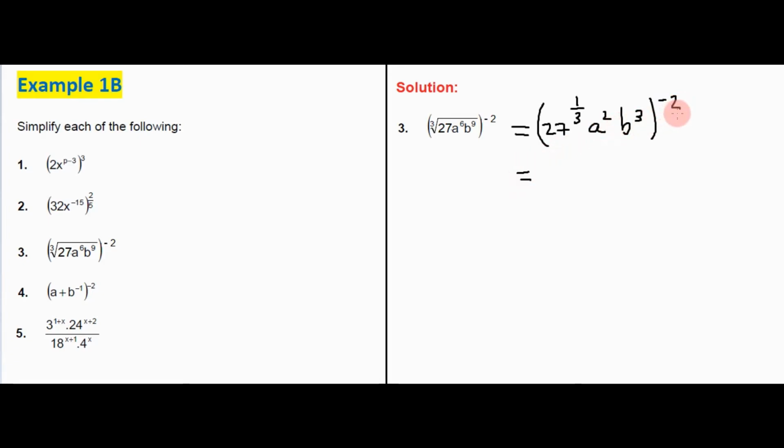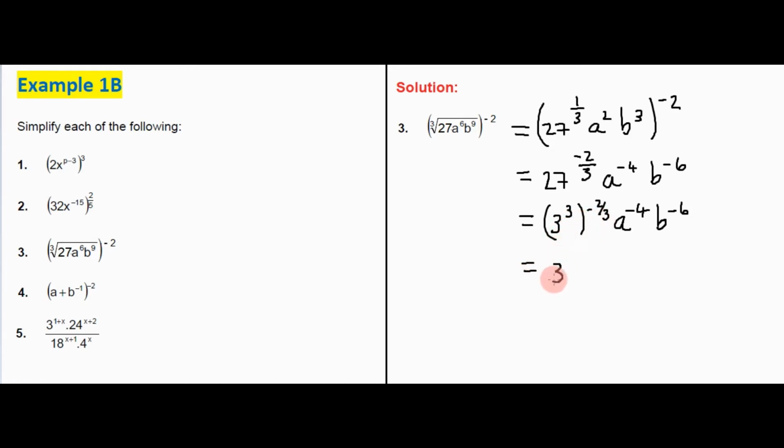Now we can multiply the power outside the brackets by each power inside the brackets. So 27 to the negative 2 over 3, a to the negative 4, b to the negative 6. We can now use prime factors of 27, so it's 3 cubed. Then multiplying the powers where we have brackets, we have 3 to the power of 3 times negative 2/3. The 3's cancel, and we're left with negative 2.